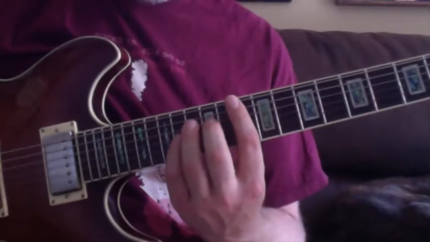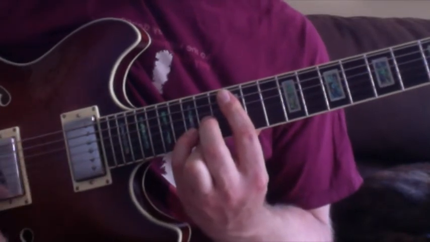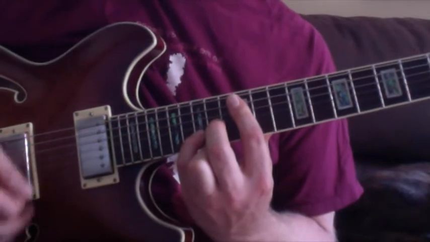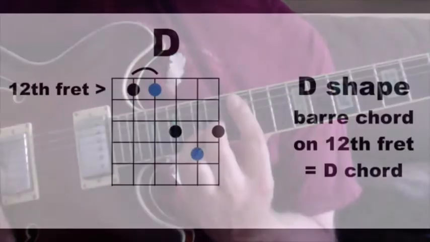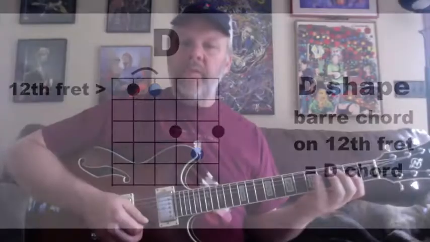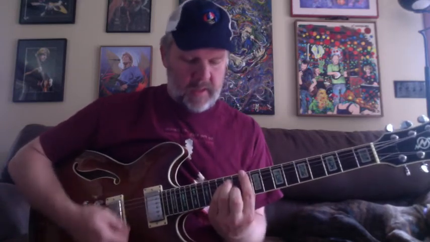And finally, if I move up to the 12th fret, place a bar, and then the shape of a D chord above that, that gives me a D chord using the D shape. So I just mapped out 5 different ways to play a D chord using the CAGED shapes: C shape, A shape, G shape, E shape, D shape.